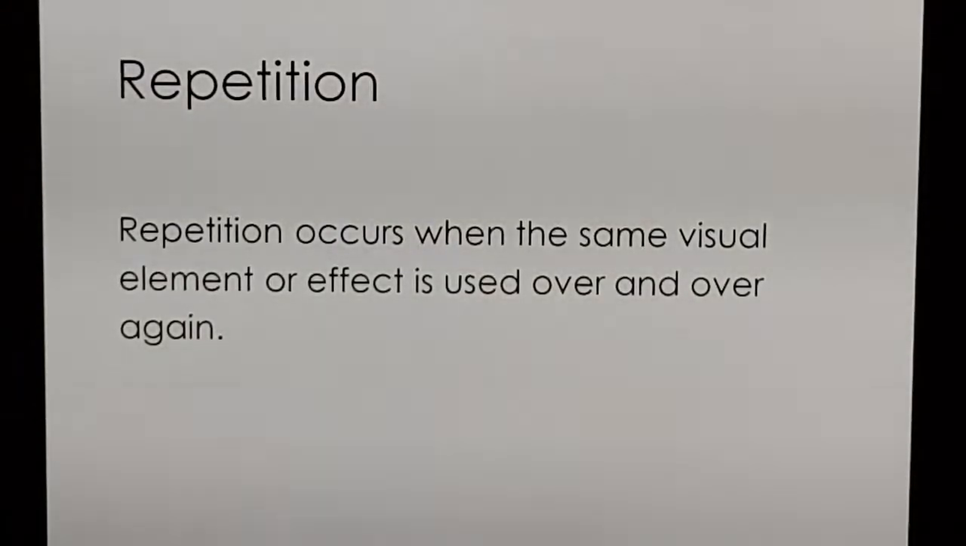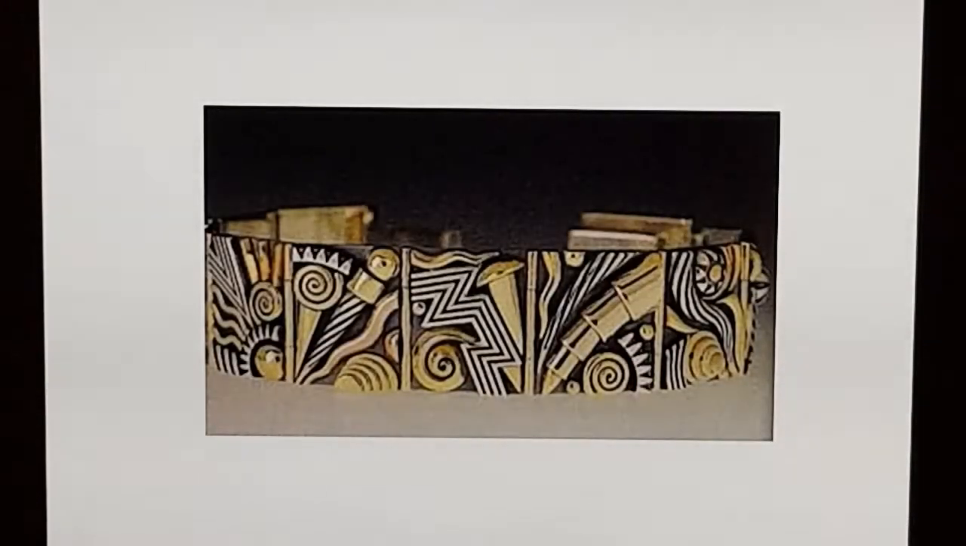Repetition occurs when the same visual element or effect is used over and over again. For instance, you have this bracelet here, okay? And you'll see different patterns and motifs being repeated. You have a spiral in one section, you have an undulating line, you have a sphere, and then you have at least one triangular shape. So once these shapes are constantly repeated in different segments of this bracelet, that repetition also enhances unity.